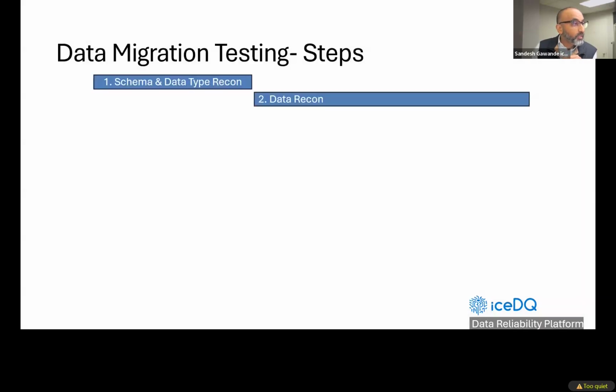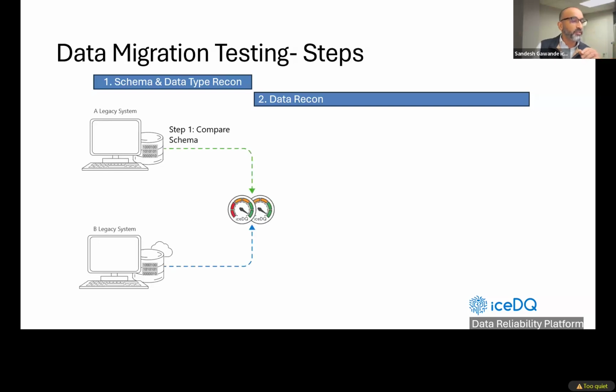Now, data migration testing involves multiple steps, but at a high level there are two. The first step is schema and data type reconciliation. Of course, we'll come up with examples in a few minutes, but basically you take the schema from the legacy system and migrate it to the new system. Now there are two possibilities: you have the exact schema or you have a similar schema.